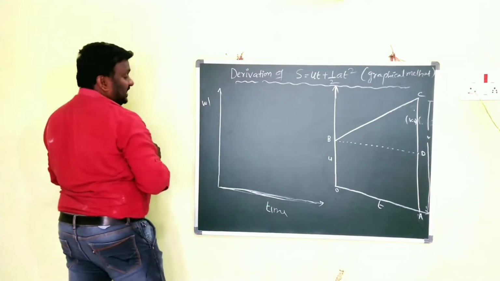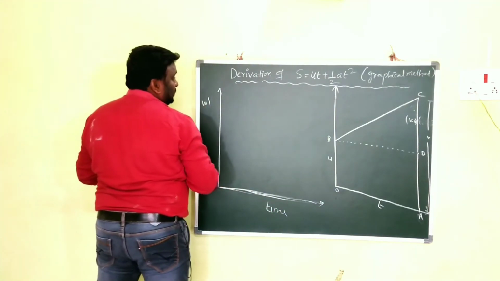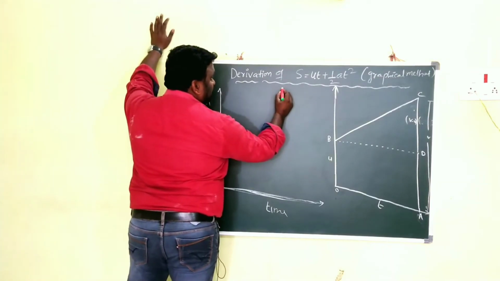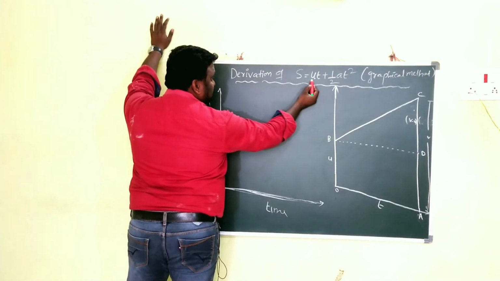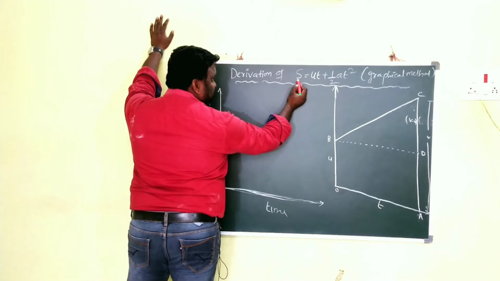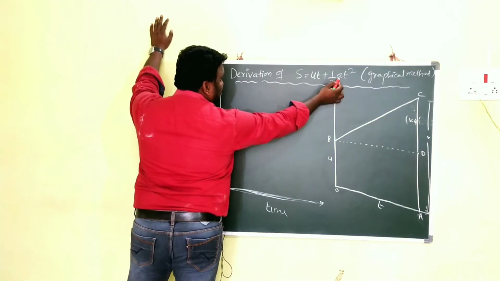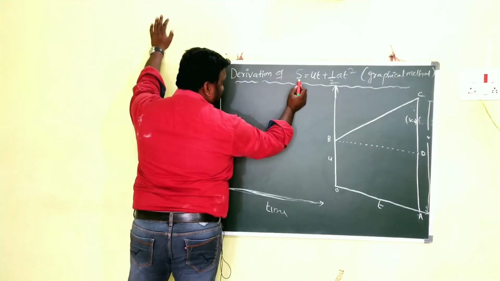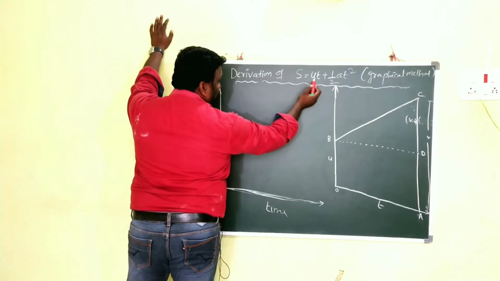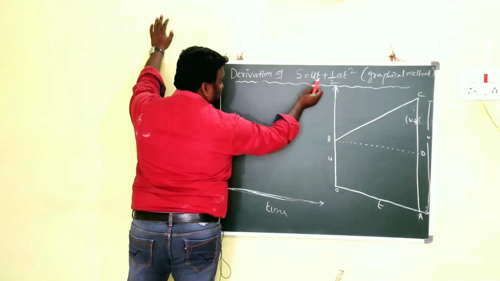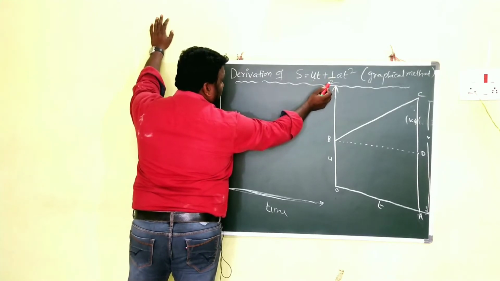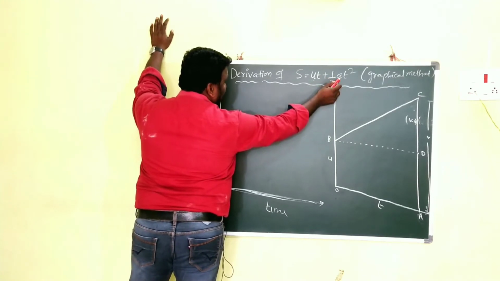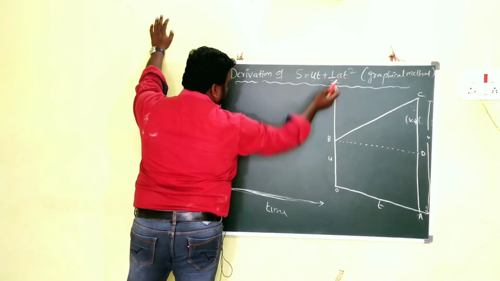Children, you have to remember that u is the initial velocity, s is the displacement covered in time t, and a is the acceleration, which is constant. A is acceleration and t is time.